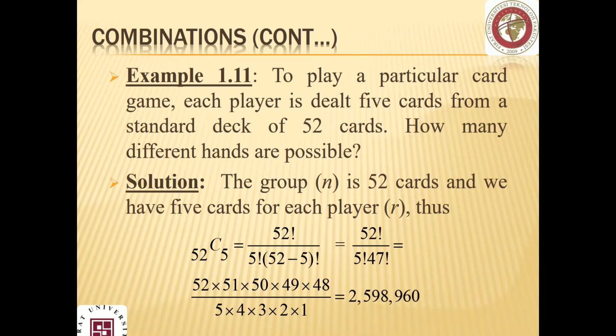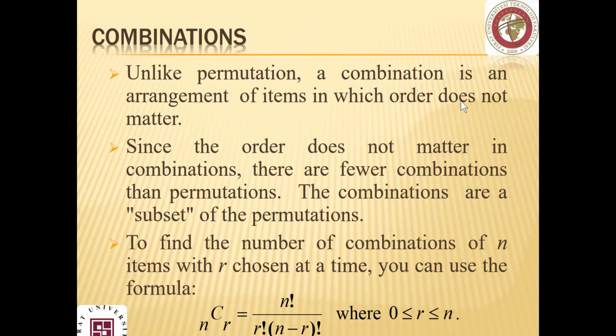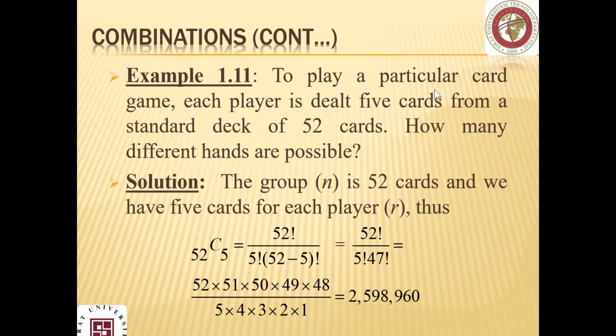To play a particular card game, each player is dealt 5 cards from a standard deck of 52 cards. How many different hands are possible? Now, do we have anything related to the order matters or doesn't matter? Do we care about the order here? For the combination, the order doesn't matter. If we hand it to the first person or the second person or the third person, as long as we hand all of them, does it really matter? It doesn't matter. There is no rule here. So it's combination, it's not permutation, right?